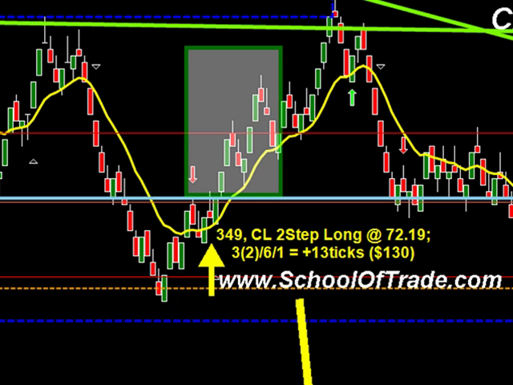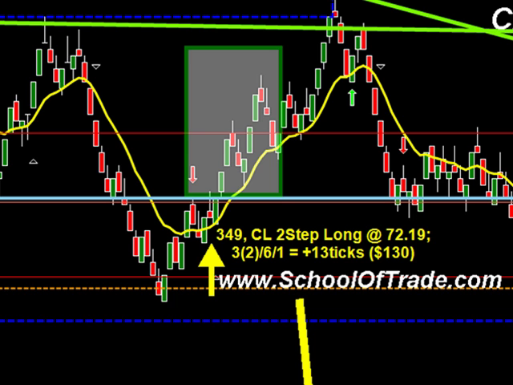Of course, we had to wait until we got above this blue line here, which I believe at that point was at 72.13, 72.14, somewhere around there. So basically what we had to do was wait for price to get above that blue line that marked our most recent swing high. Once we got above that, the swing high was resistance.